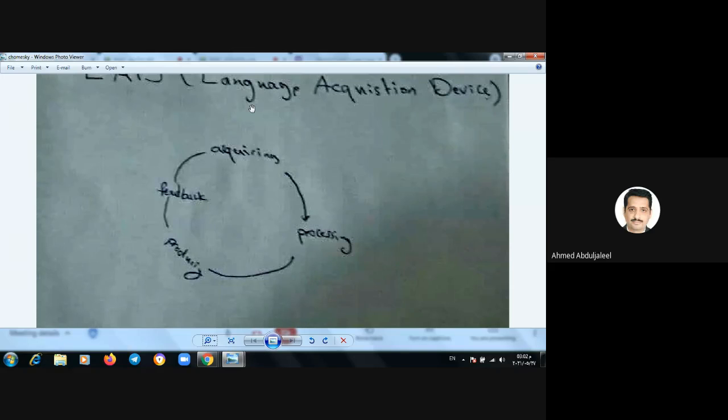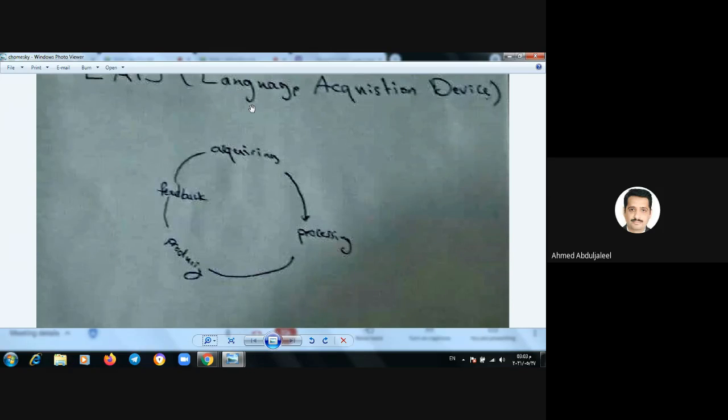Then from acquiring, we move to another stage. That is processing. What is the processing? To understand what is acquired and to recognize. He is collecting vocabulary. Now the child is beginning to collect vocabulary, and inside his mind we have processing. I want you just to imagine this, just like the computer. We have input and output. So between this input and output, we have processing. What is the processing? The child here is going to recognize.